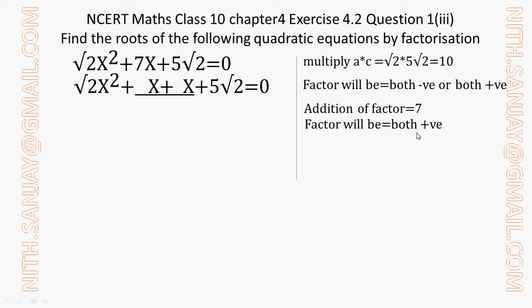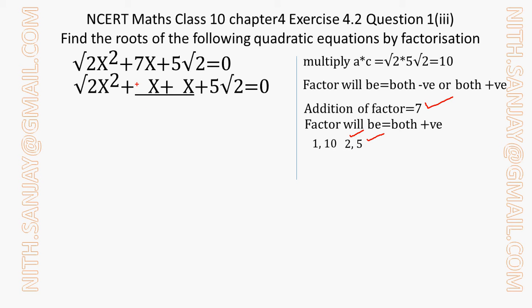Now I will start taking factors of 10 one by one. First I will take 1 and 10, because both are positive, so I am taking both positive. 1 as positive and 10 also as positive. But 1 and 10 will add up to 11, so I will not get this 7. So this will not satisfy this condition. So I will reject these two factors straight away. Now I will take the next factors. Next factors are 2 and 5. If I add 2 and 5, I will get 7. So it will satisfy this condition. So plus 2 and plus 5 are my two factors which I have to fill here.